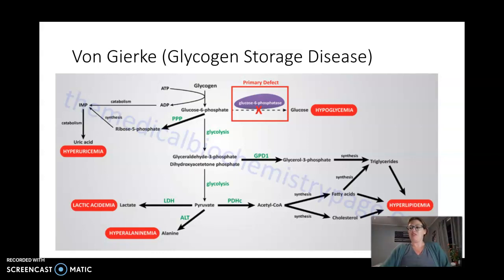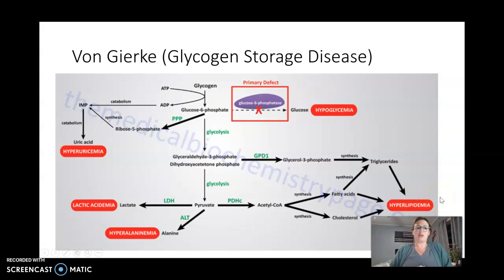Increased levels of glycerol 3-phosphate via glycolysis and the glycerol 3-phosphate dehydrogenase, which is GPD1 in this picture, are then synthesized with fatty acids, leading to increased triglycerides, which will then lead to the hyperlipidemia, as well as fatty infiltrations causing the enlarged liver. That's all shown on the right side of this picture.